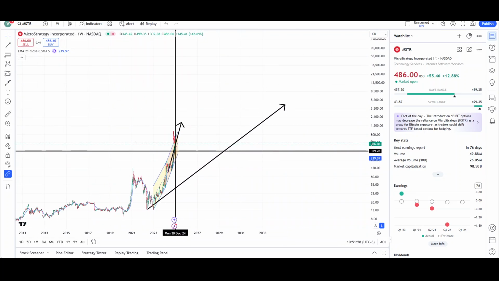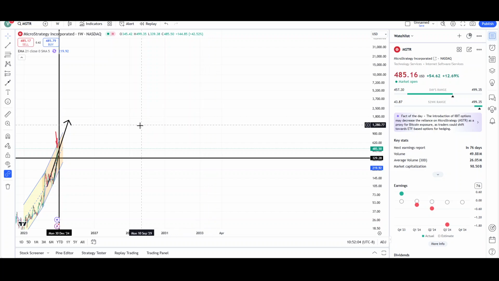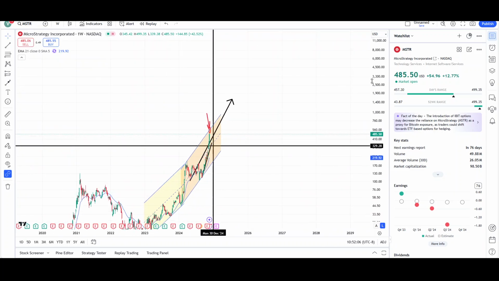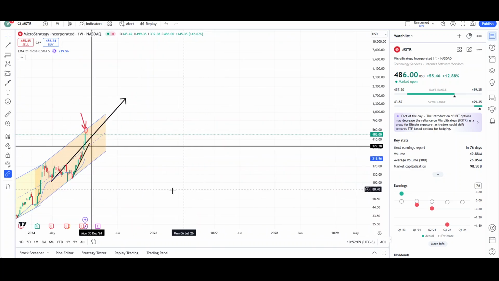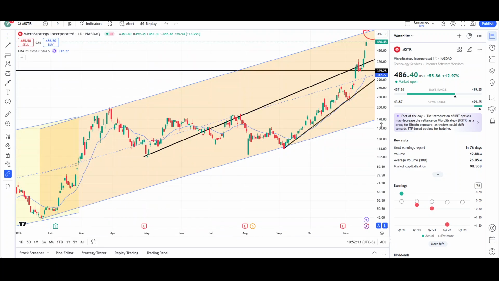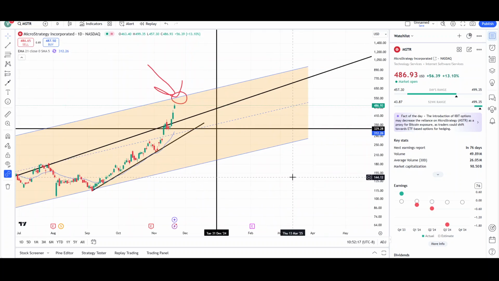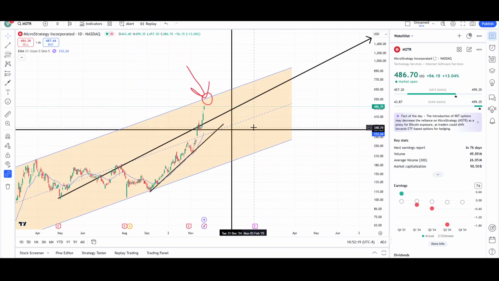So again, it doesn't look that crazy that MicroStrategy can 10x. I mean, it's only at a market capitalization of 98 billion, so it can get to 1 trillion. Probably maybe in this bull cycle, we'll see. But as right now, technically, we'll just go off of the shorter term targets first. The first one at the 550, 560 level. And then if it pulls back from there, I still expect higher prices.